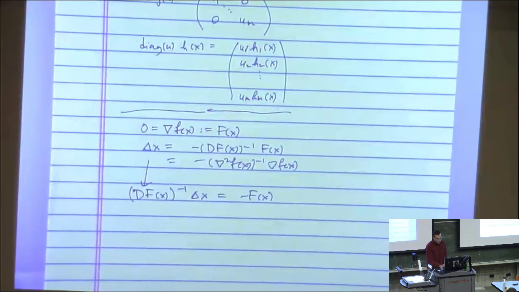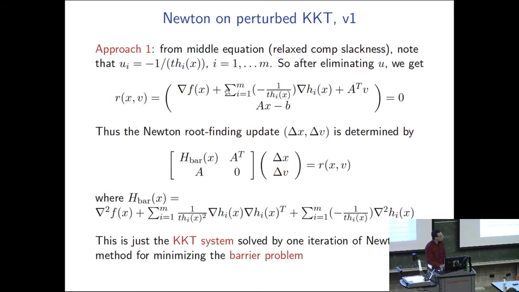Okay, and now let's differentiate, let's say, this top block with respect to x. If I differentiate with respect to x, I'm going to get a matrix that I'm just going to call H bar for now, or H bar for barrier. And if I differentiate with respect to v, I just get A transpose. Okay, so that's the top block of the Jacobian matrix.